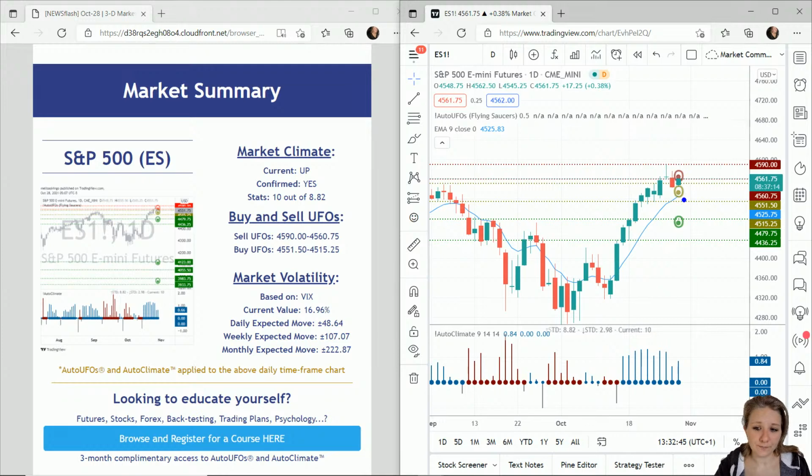Now we have buy orders underneath us. That's 4551.50 to 4515.25. Price has already sort of come in, hit those buyers and gone off.